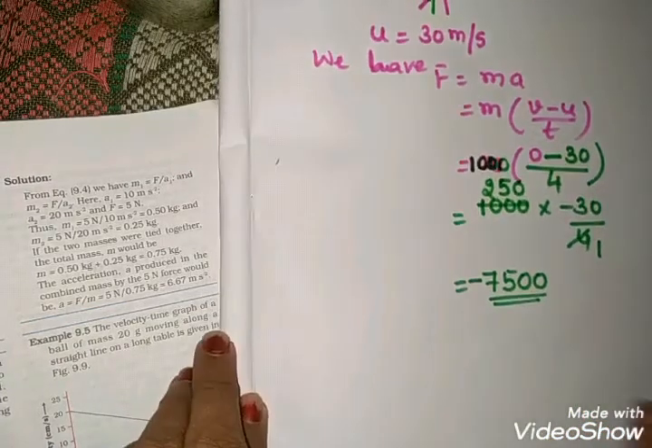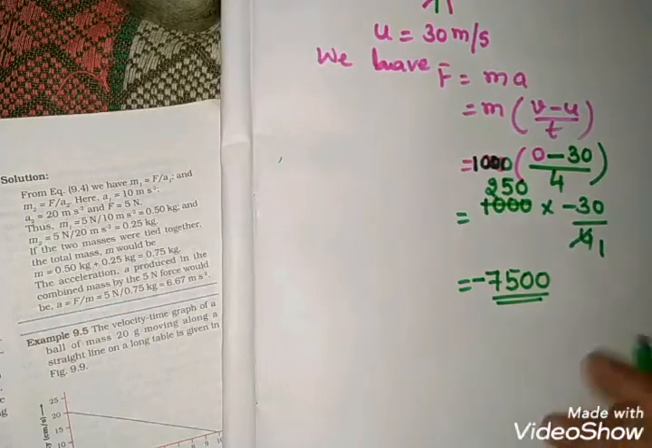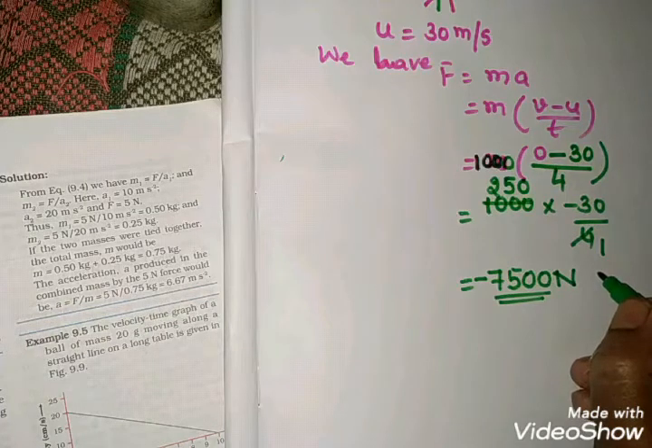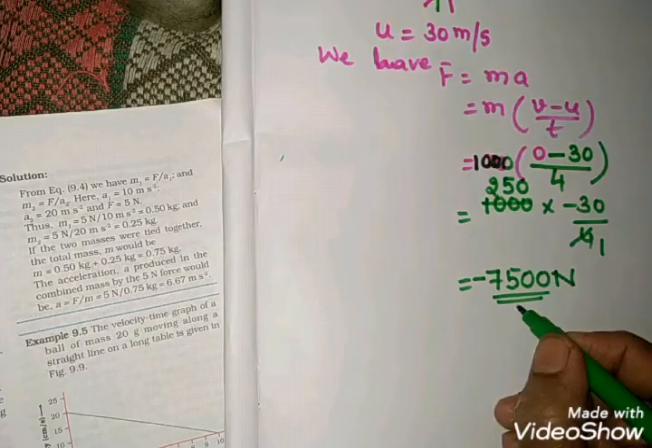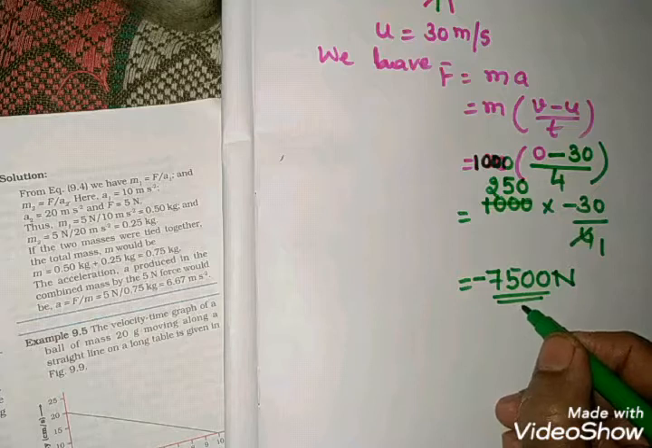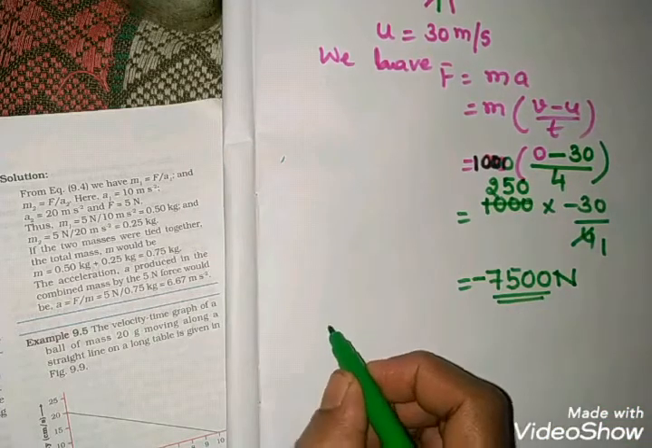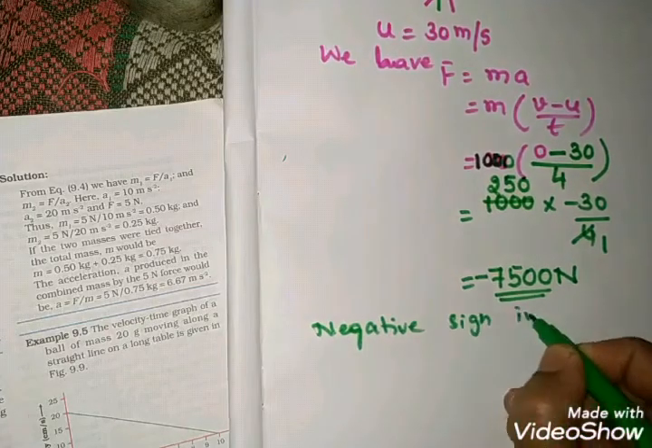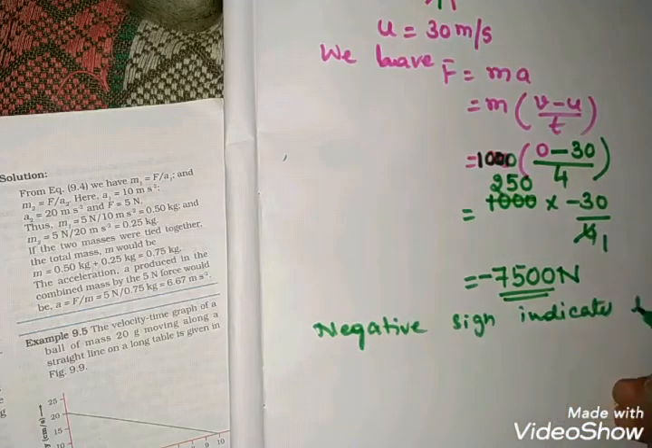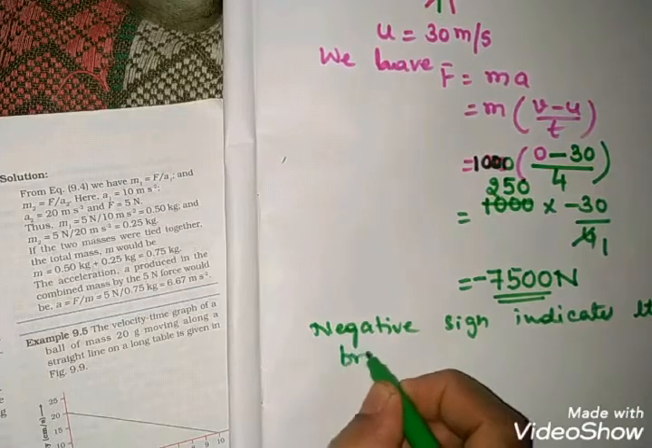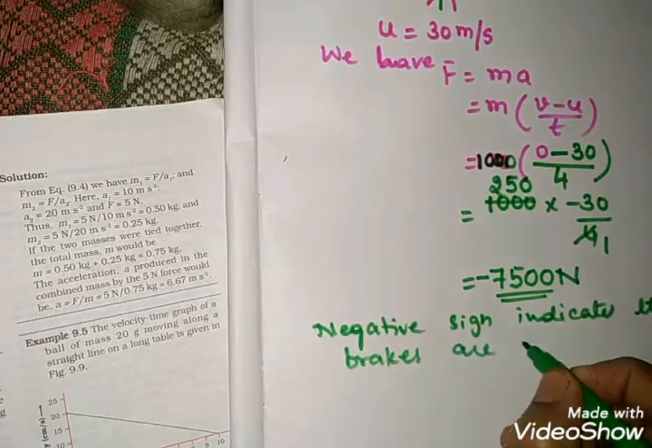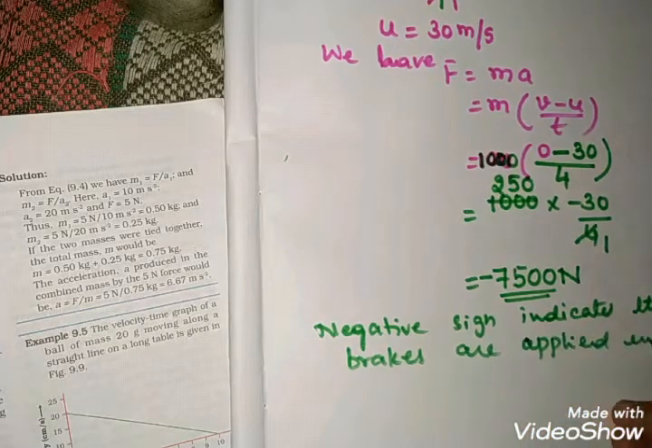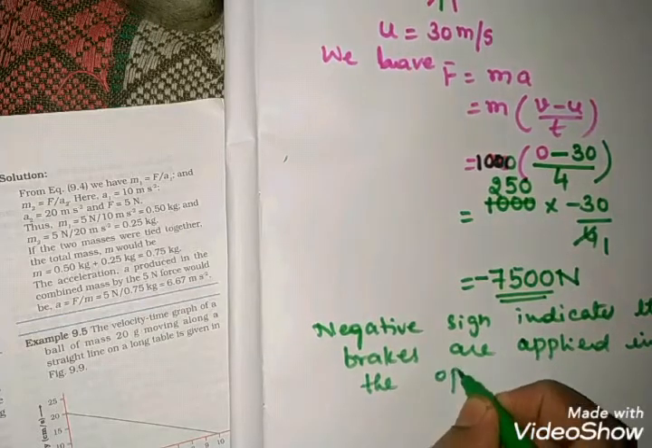Observe, children, here. What is the sign? Minus 7500. We can write it as newton or kg meter per second square also, as I mentioned earlier. So it is minus 7500 newtons. What does this minus sign indicate? The negative sign indicates that the brakes are applied in the opposite direction.